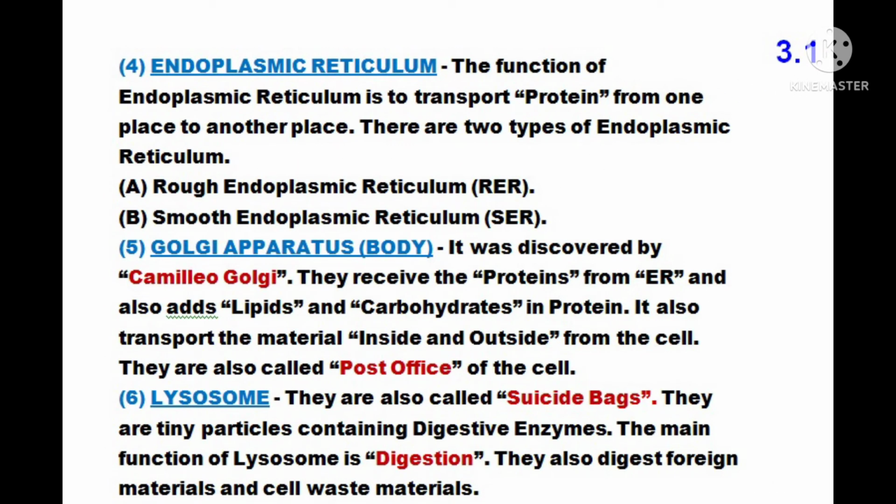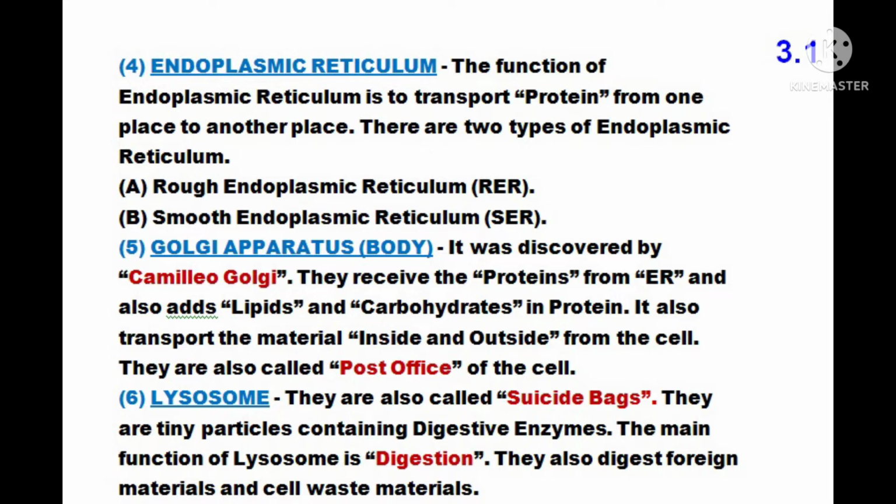4. Endoplasmic reticulum. The function of endoplasmic reticulum is to transport protein from one place to another place. There are two types of endoplasmic reticulum. A. Rough endoplasmic reticulum, RER. B. Smooth endoplasmic reticulum, SER.